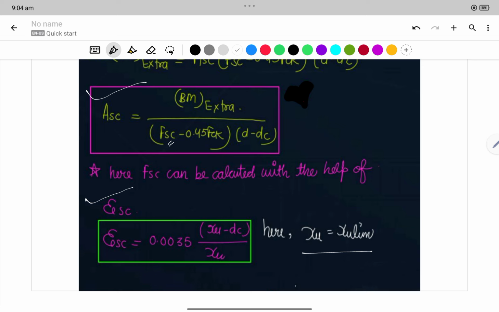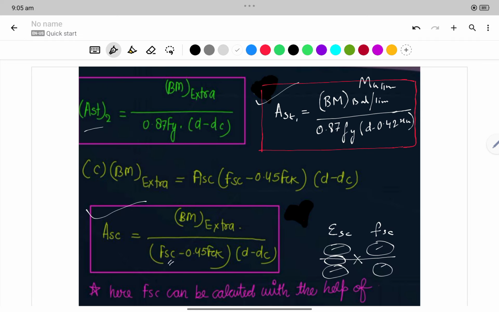And how you can calculate, mainly in the problem you can see that there will be a chart given, epsilon SC and FSC. For this the value will be given. If your value is not given, two values will be given and you have to find the middle one. Then you have to do the interpolation. These values will be given, and you will get the value of the middle one, FSC, from epsilon SC. So you have to do the interpolation. We will see how to do the interpolation also.